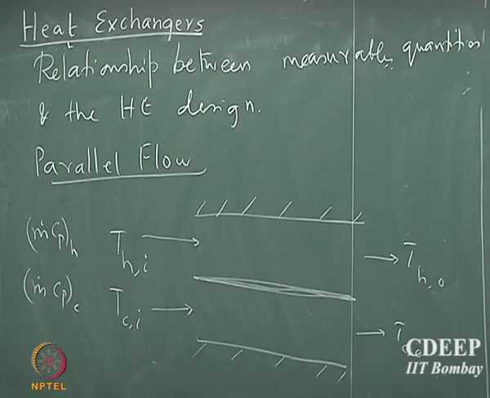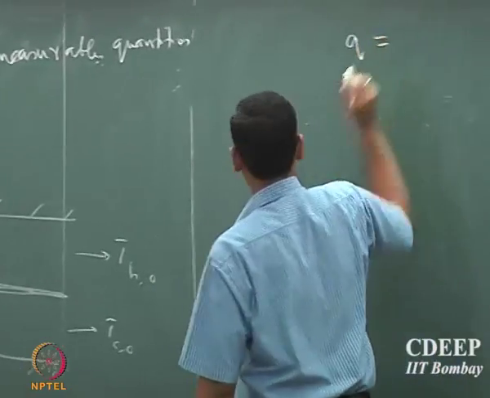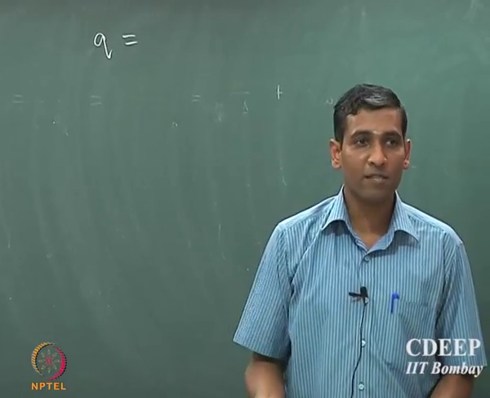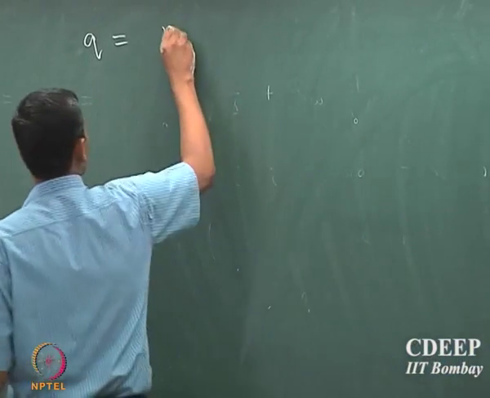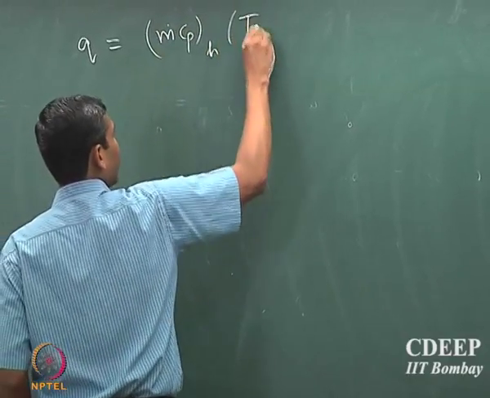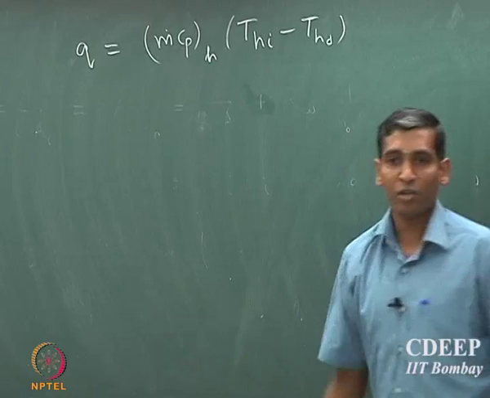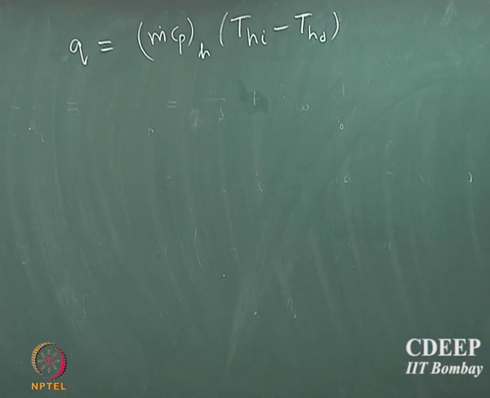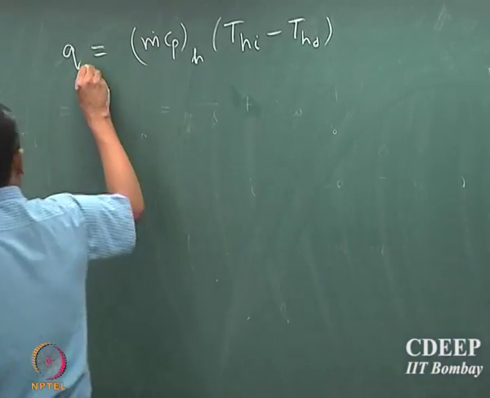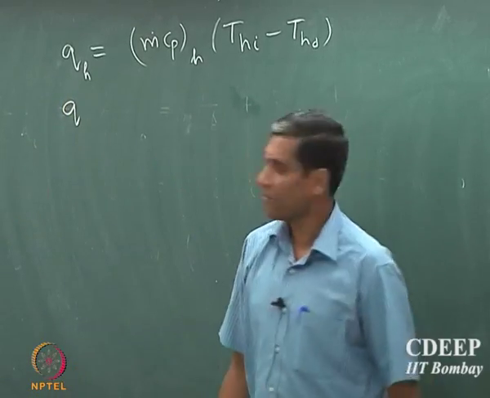What is the total heat that is lost by the hot fluid? Q. I know the capacity m dot Cp. So, it is m dot Cp of the hot fluid multiplied by Thi minus Tho. That is the rate at which the heat is being lost by the hot fluid. If I put subscript H, that is the amount of heat that is lost by the hot fluid.